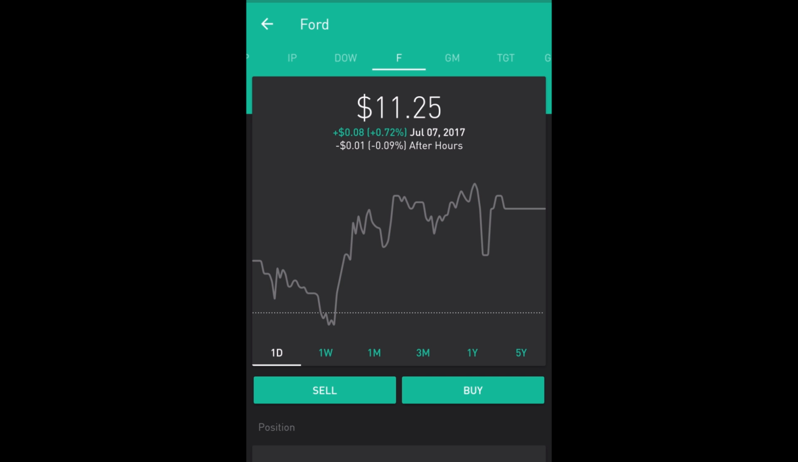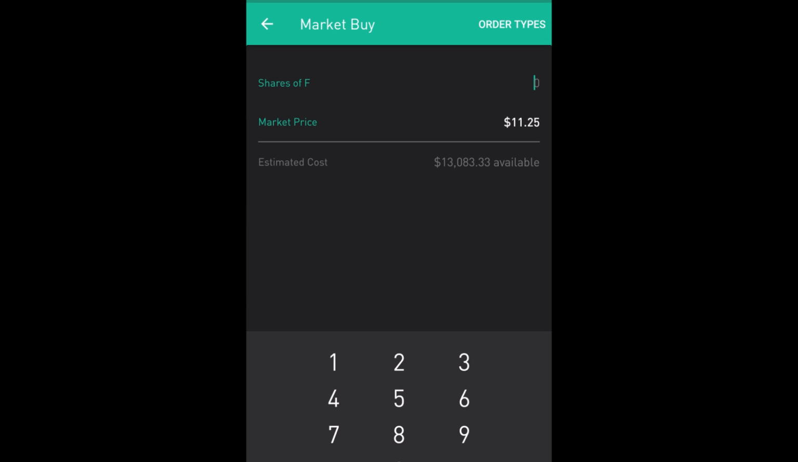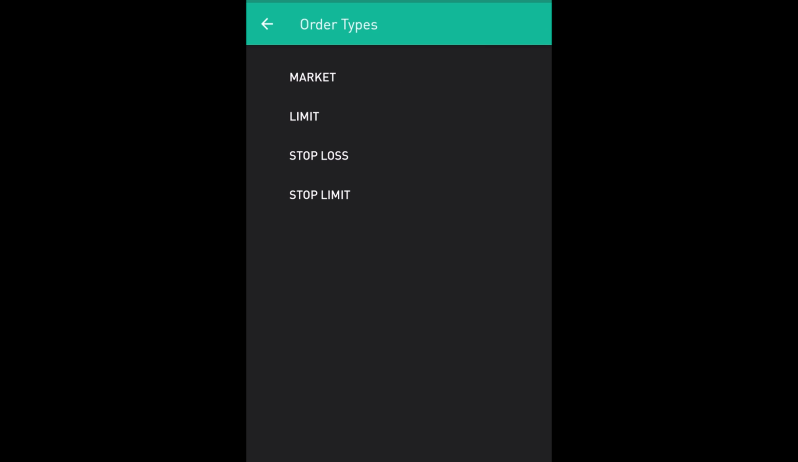So if we take a look here, you can see on the front page here, there's a button for buy and a button for sell. If we go ahead and click on the buy button, unfortunately, it defaults to a market buy. But if we click on the upper right hand tab there, order types, you can see there's actually 4 different order types here. There is a market buy, a limit buy, a stop loss buy.